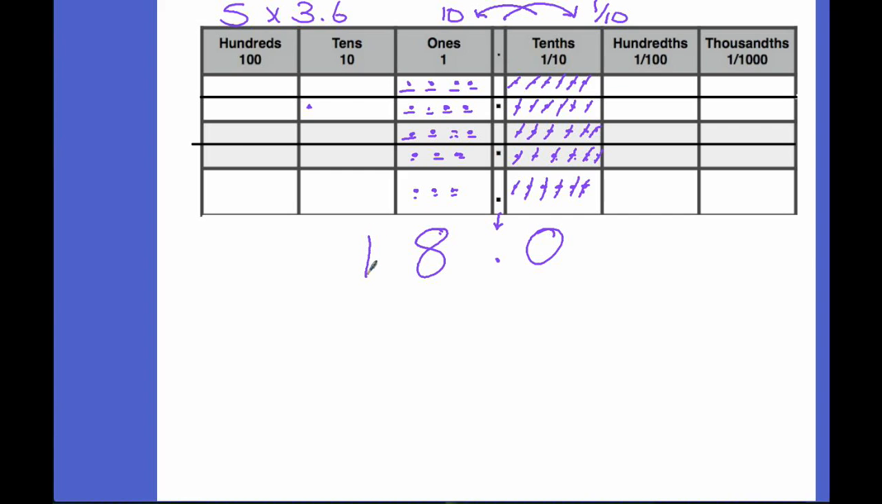Is that the same answer we got earlier? Can you do it this way? So let's try the opposite. Now, if we did the opposite, that means that we would take 18 and divide it by 5, right? And that should give us 3 6/10.